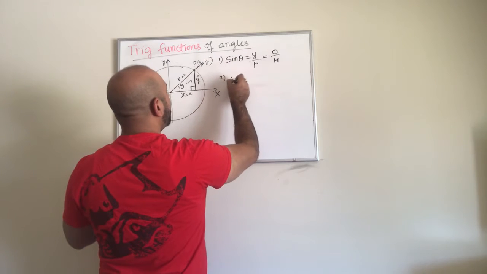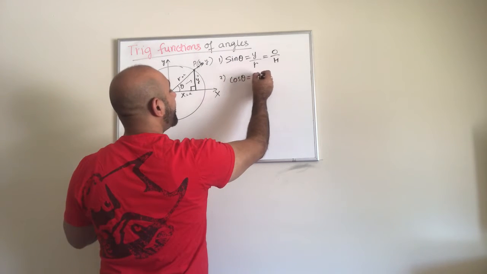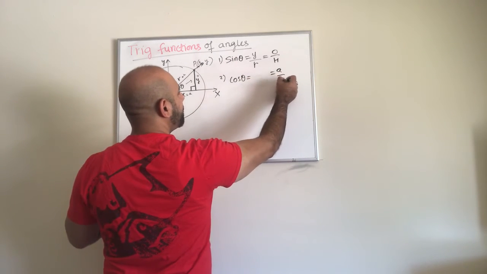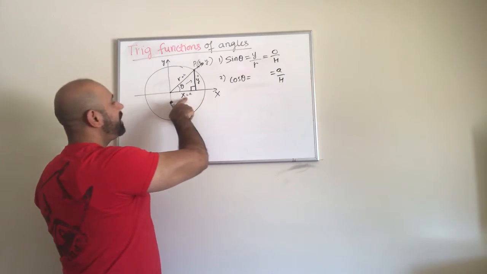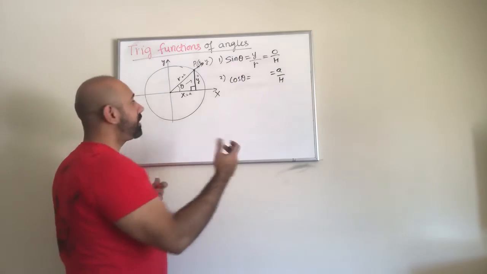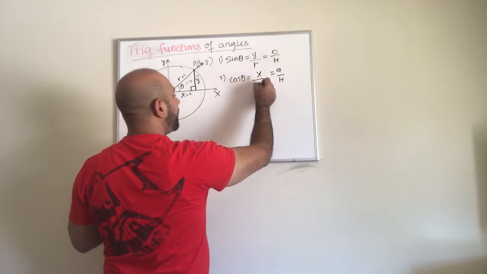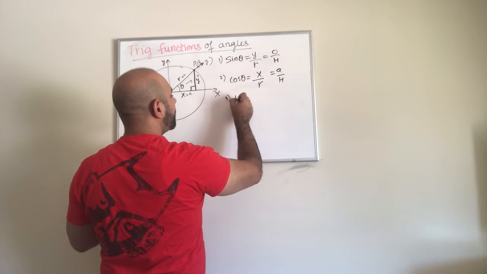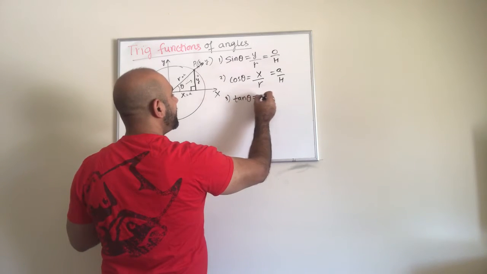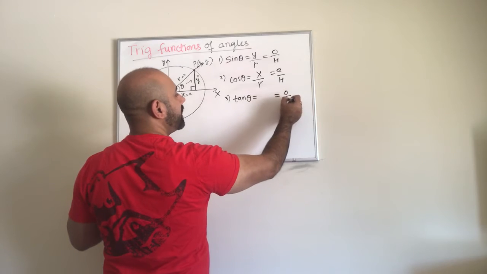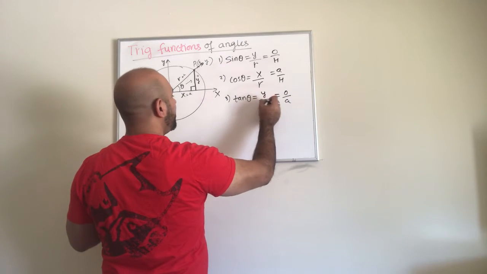Then the second one, similarly cosine. We know, guys, cosine is the adjacent over hypotenuse, but we don't call it adjacent anymore here. We like to think in terms of coordinates, so it's x over r, where r is still the hypotenuse. And guys, the third one is the tangent of theta. We know tangent is opposite over adjacent, so opposite is y and adjacent is x.